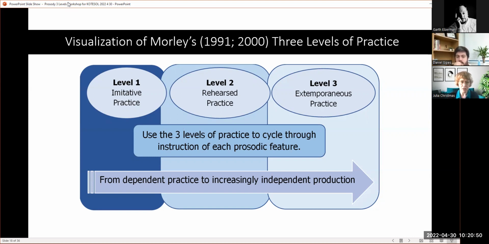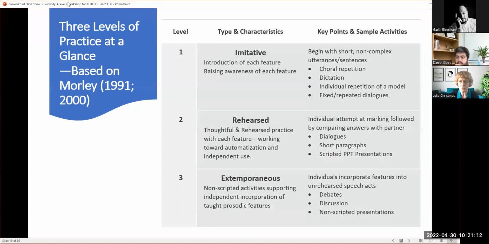Level 1 is imitative. Level 2 is rehearsed. Level 3 is extemporaneous. And I use these 3 levels of practice and cycle through each feature when introducing each prosodic feature. And it moves from very dependent imitative practice to increasingly independent production. And I'll show you ideas.